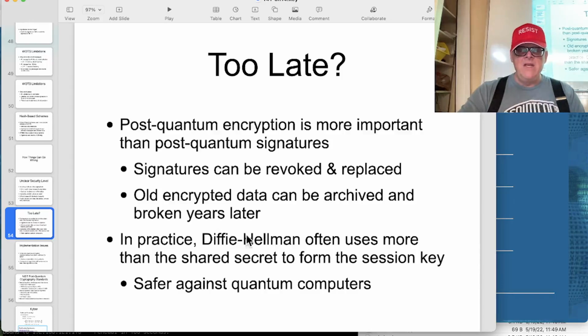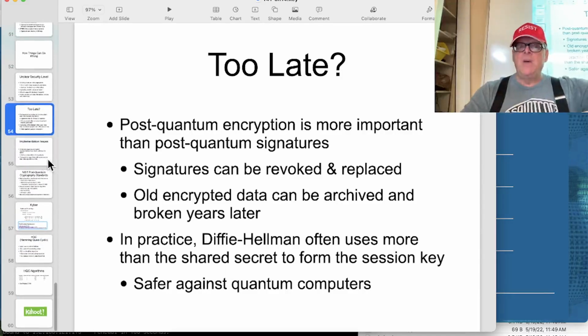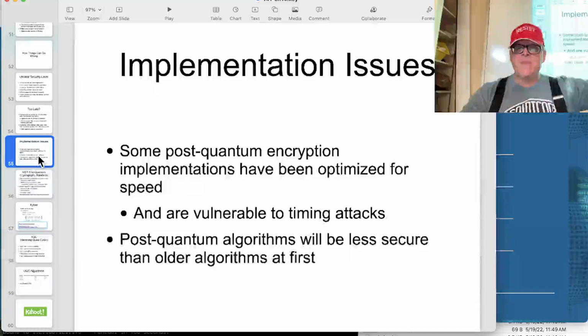And Diffie-Hellman often uses more than the shared secret to form the session key, so that would make it safer against quantum computers. So that may provide some comfort to people using the old systems. And of course, implementation issues pop up. Some post-quantum encryptions have been optimized and are therefore vulnerable to timing attacks.